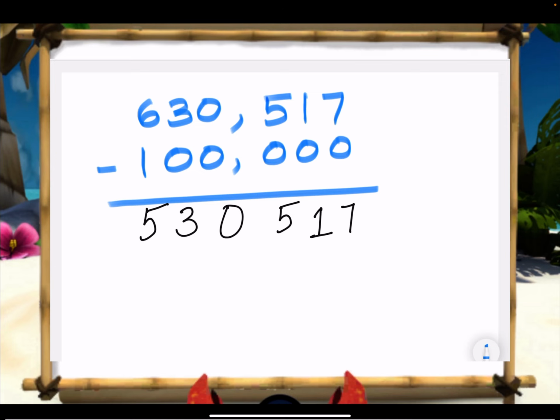So we know that a comma has to be put. Third number from the right, so it's first number, second number, and the third digit. So the comma goes right here. Okay? So this is the answer.